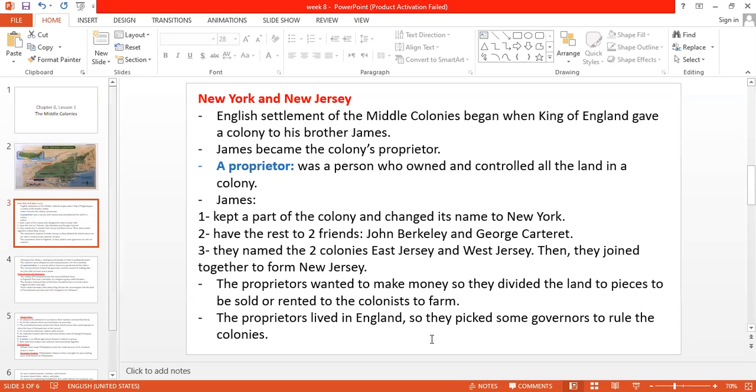So they needed some people to govern and control these colonies. That's why they picked some governors to rule the colonies. So now the proprietors means what? Means the owners of the colonies. Where did they live? They lived in England. So who will govern the colony? They chose some governors to rule the colonies. Look, governors to rule the colonies.